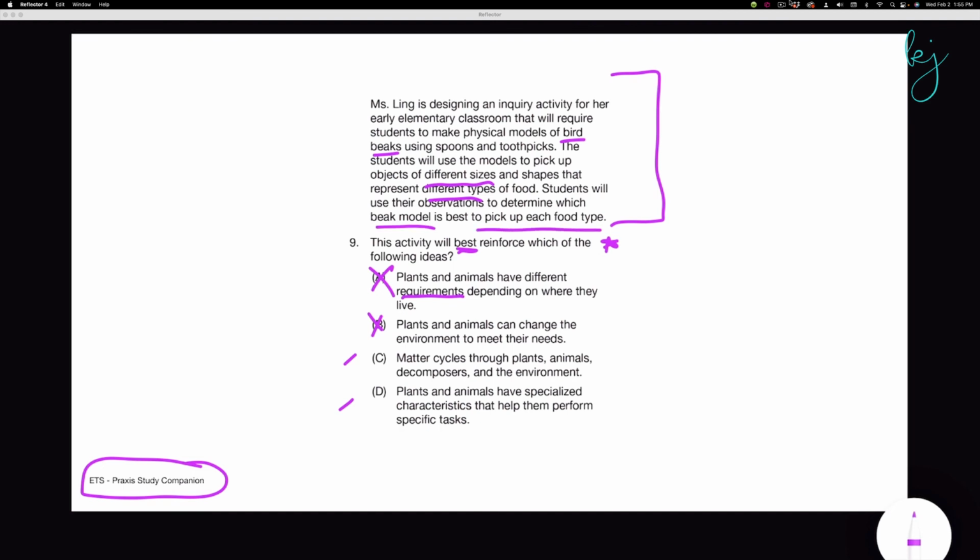Well, this doesn't have to do with matter cycling through. This has to do with specialized characteristics. Long beaks to get into the dirt and get out worms and things like that. Short, dense beaks to break seeds and nuts and things like that. So D is actually the best answer choice here. And again, we narrowed it down in the beginning to two by not even having to read the question. When we got into the scenario, we were able to narrow it down even more. So D is the correct answer there.